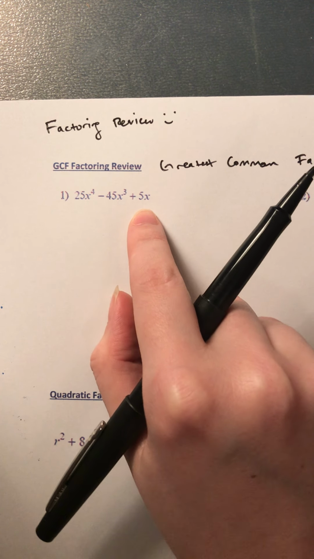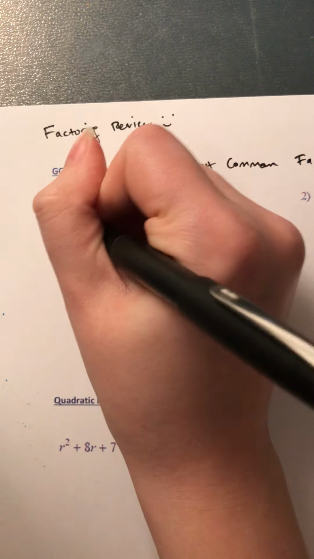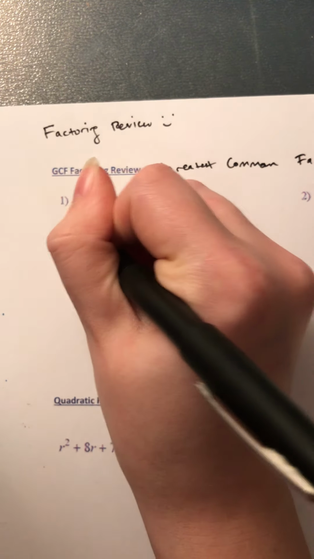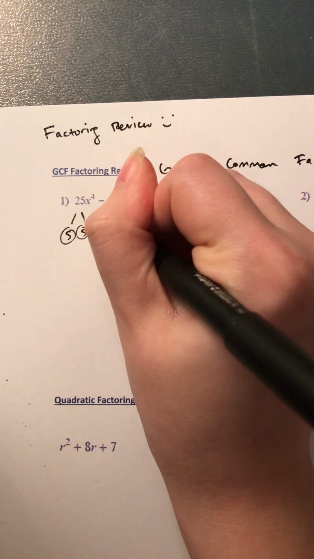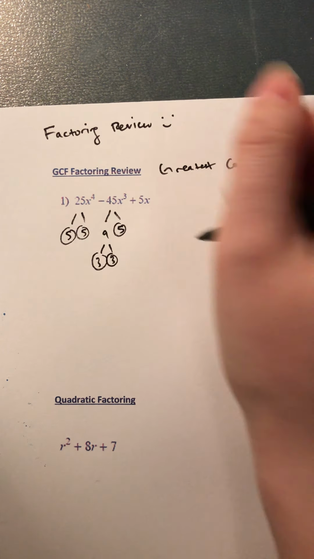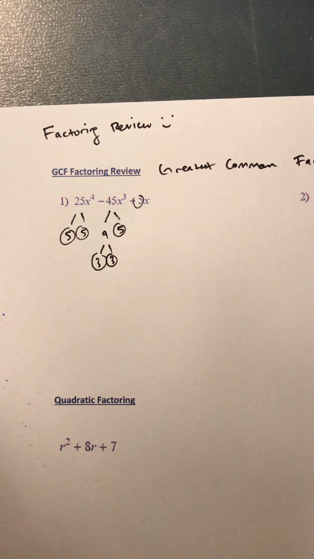I would argue that it's 5. But if we didn't remember that, we can factor tree. So 25, what makes up 25? 5 and 5. Those are both prime. Okay. 45. What multiplies to 45? I would say 9 and 5. 5 is prime. 9, 3 and 3. And then 5, well, 5 is already a prime number, so 5. Well, at most, everything has a 5.